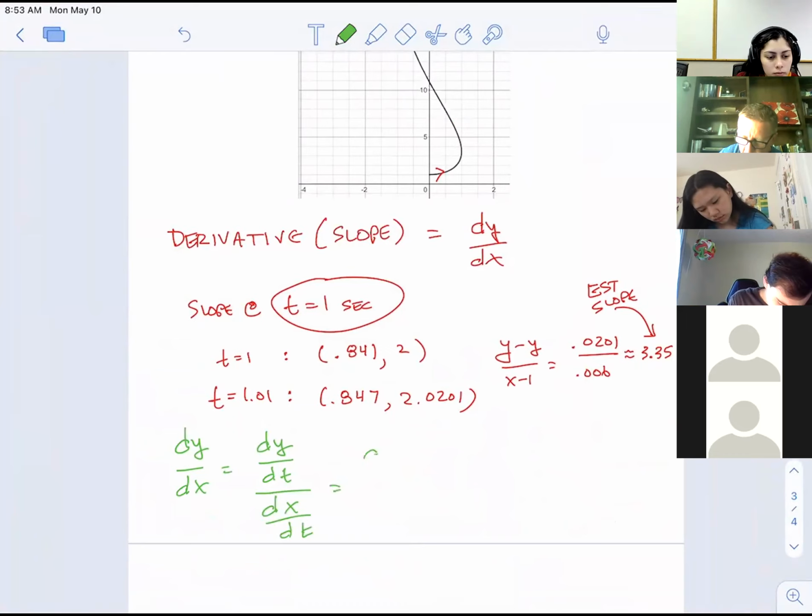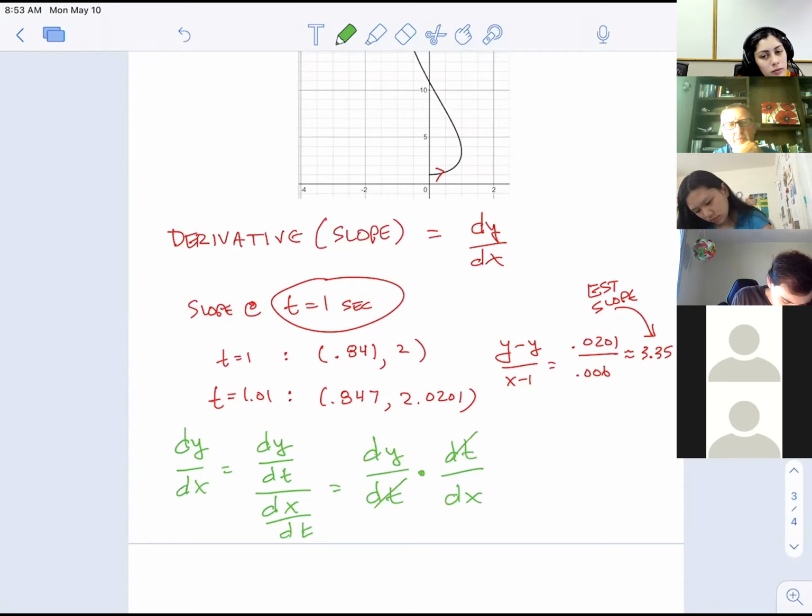Dividing by a fraction is the same as multiplying by the reciprocal. In other words, we can't find dy/dx directly because we don't have an equation with y's and x's. We have equations with y's and t's, and x's and t's. So this seems to be telling us that if I take the derivative of y with respect to t and divide it by the derivative of x with respect to t, I'd be able to find the slope in a much better way. I could get a much better answer. I don't have to do all this embarrassing guessing and checking.